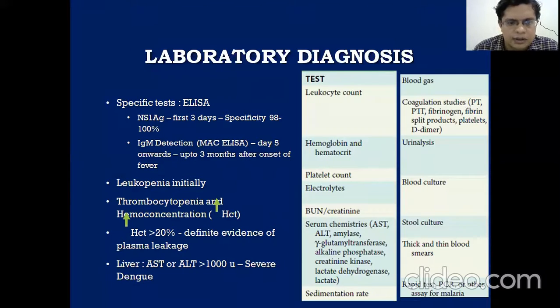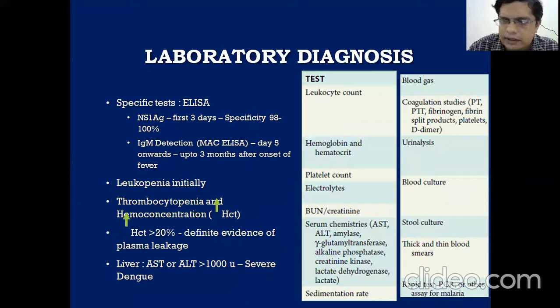Initially there is leukopenia, as we have already seen in the laboratory parameters of all the viral hemorrhagic fevers. There will be thrombocytopenia, and hemoconcentration with increased hematocrit due to capillary leak. A hematocrit rise of more than 20% is definite evidence of plasma leakage, and it's a warning sign. In severe disease, the liver enzymes may be elevated to more than 1000. Renal parameters may be altered if there is hypotension and shock. Blood gas analysis may reveal lactic or metabolic acidosis. There may be an abnormal coagulation profile if the patient goes into disseminated intravascular coagulation.